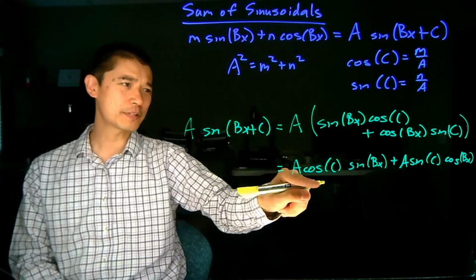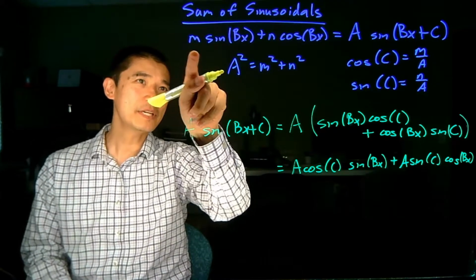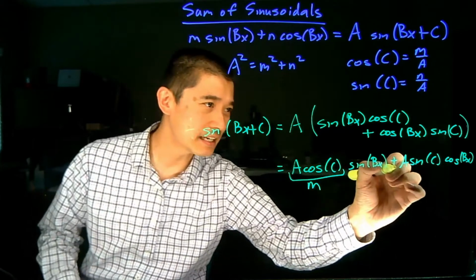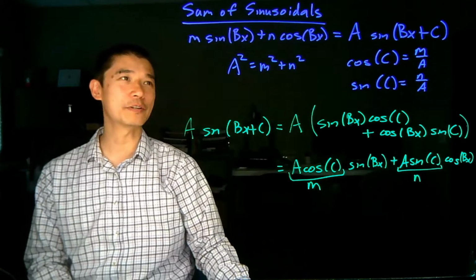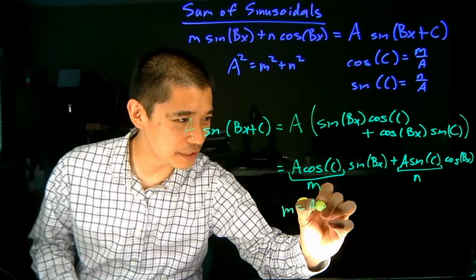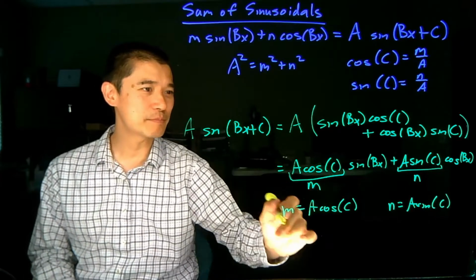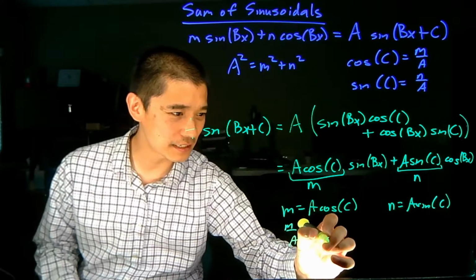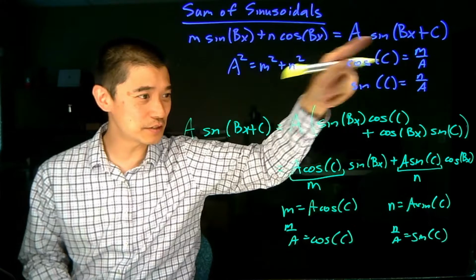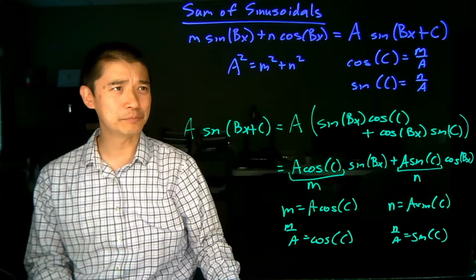Now the reason I've done this is because if we compare this equation to this equation right here, we'll notice a pattern. m is going to be this part, the coefficient of the sine bx, and n is going to be that part, the coefficient of the cosine bx. You can see right here, if m is equal to a cosine c, and n is a sine c, then by dividing both sides by a, m over a is cosine c, and n over a is sine c. That's a derivation of these two values. m over a is cosine c, that's this one, and n over a is sine of c, that's that one.